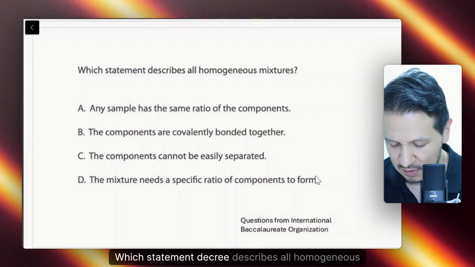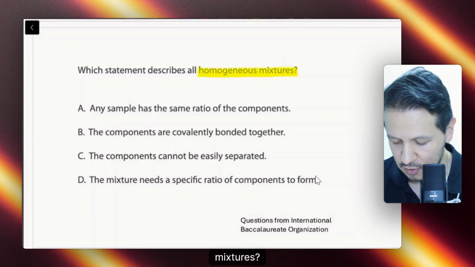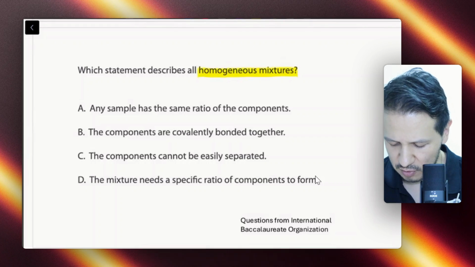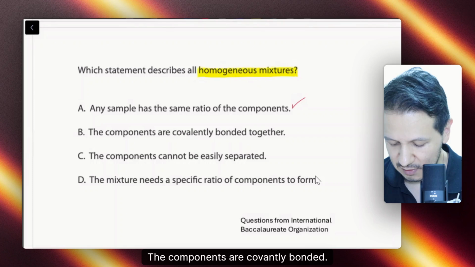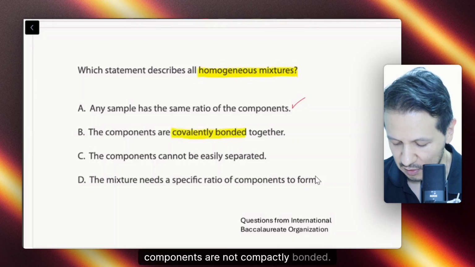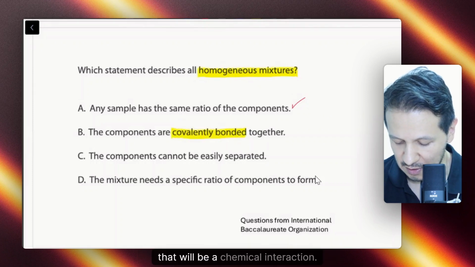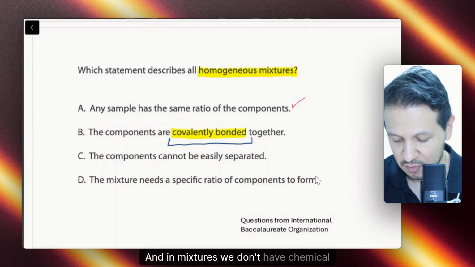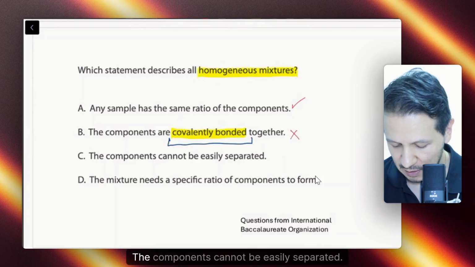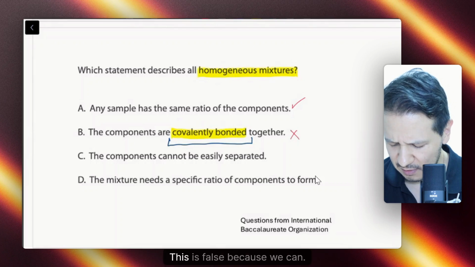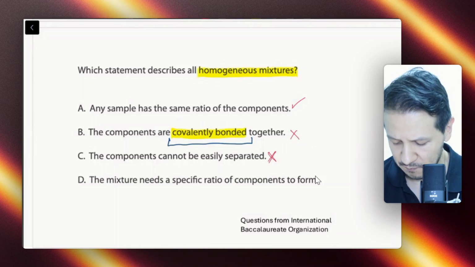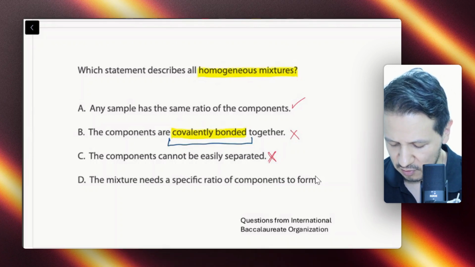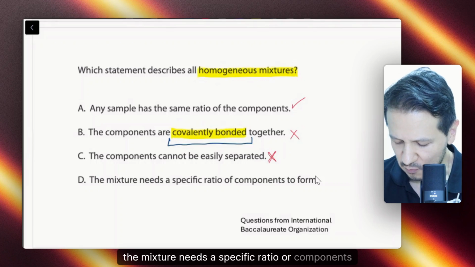Which statement describes all homogeneous mixtures? So, any sample has the same ratio of the components. Okay, let's put it aside. This could be: the components are covalently bonded. No, components are not covalently bonded. In that case, that would be a chemical interaction, and in mixtures we don't have chemical interactions. The components cannot be easily separated. This is false because we have many separation methods that can separate different mixtures, no matter if it's homogeneous or heterogeneous.